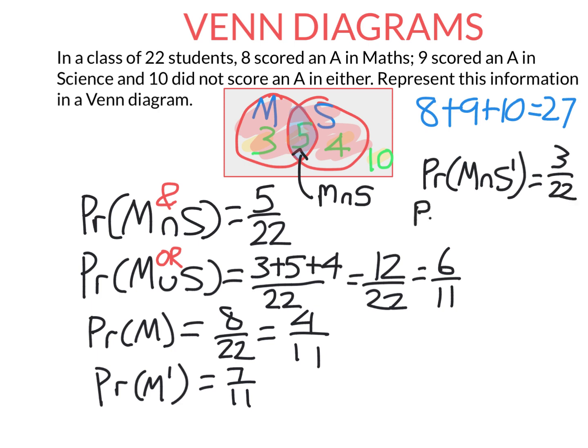Well, that's just those 3 there out of 22. What about if we then find the probability of M or not S? So in this, we include anybody who scored an A in maths, so that's these 8 people, and we also include these 10 because they didn't score an A in science. So 3 plus 5 plus 10 is 18 out of 22, which simplifies to 9 over 11.